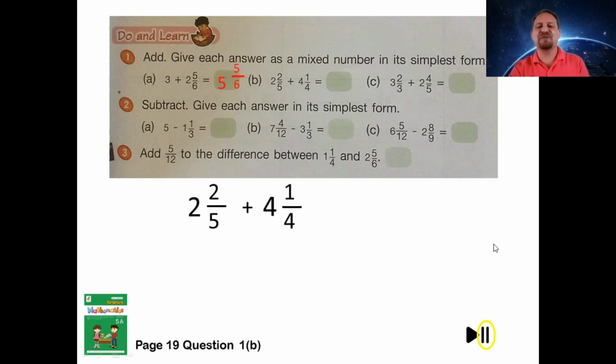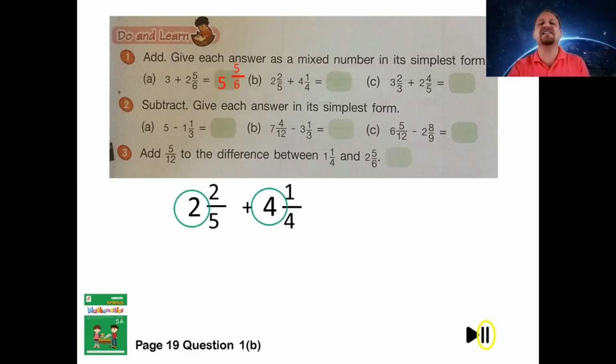Now we have 2 and 2 over 5 plus 4 and 1 over 4. Go ahead and press pause now. Okay, good, and we are back. Let's see what method we use. Just before we check, I will use different methods for different questions, but students should use which method you are comfortable with.